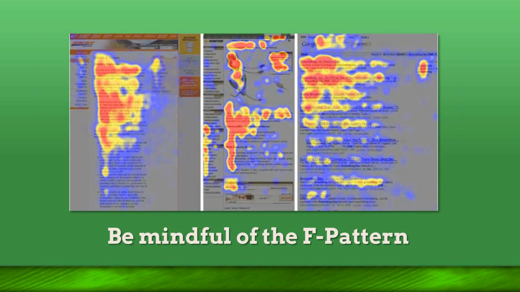Users read first in a horizontal movement, usually across the upper part of the content area. Then they move down the page a little bit and read across in a second horizontal movement, usually shorter than the first. Finally, users scan the content down the left side in a vertical movement. The implication of this F pattern for us is that it underscores the importance of following guidelines for writing for the web and not repurposing print content.